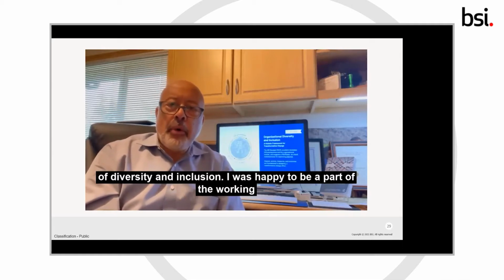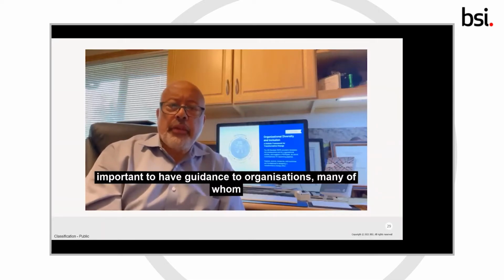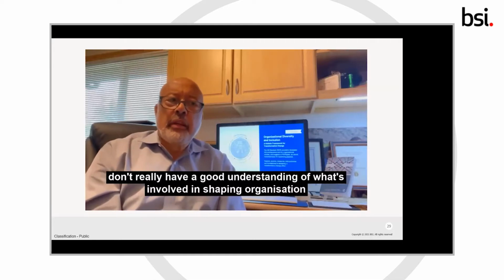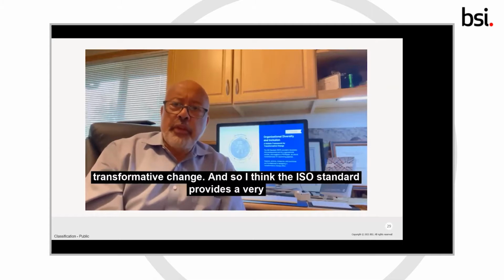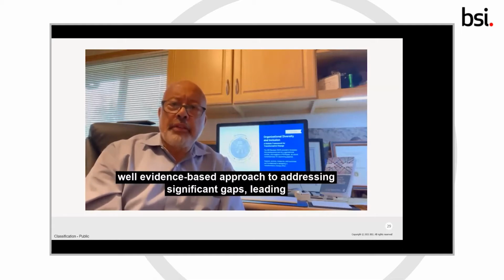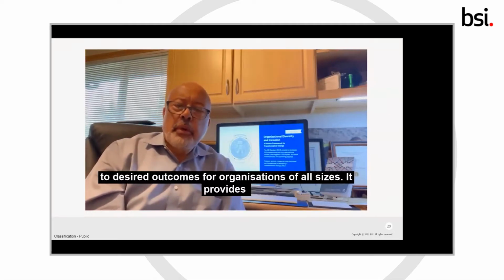I was happy to be a part of the working group that developed this standard, the ISO standard, because I think it's important to have guidance for organizations, many of whom don't really have a good understanding of what's involved in shaping organizational transformative change. And so I think the ISO standard provides a very well evidence-based approach to addressing significant gaps, leading to desired outcomes for organizations of all sizes.